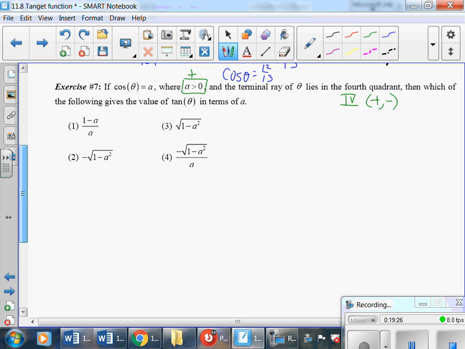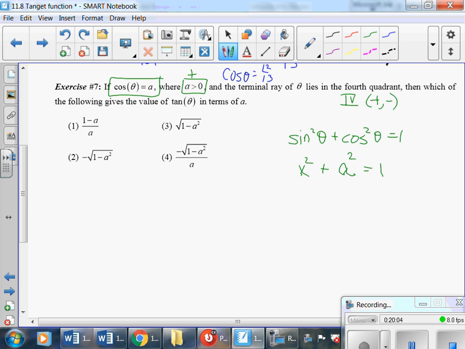All right, so I know that my Pythagorean identity is sine squared theta plus cosine squared theta equals 1. And I know that the cosine of my theta is a. So again, I'm going to call my sine squared theta x. So x squared plus I know that cosine squared theta is a squared, because cosine theta is a, is equal to 1.